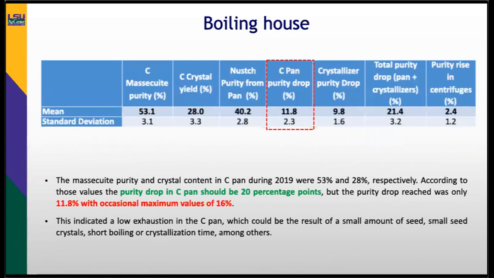In the final unit, in the boiling house, we analyzed some of the variables that you are seeing in the table. The mass quid purity and the crystal content in C-pan during 2019 were 53% and 28% respectively. According to those values, the purity drop in C-pan should be 20 percentage points. But as you can see in the red square, the C-pan purity drop that the factory obtained was around 12%, with maximum values of 16%.